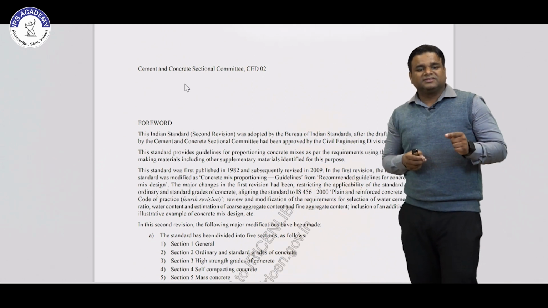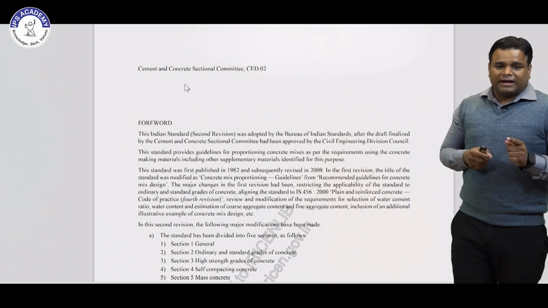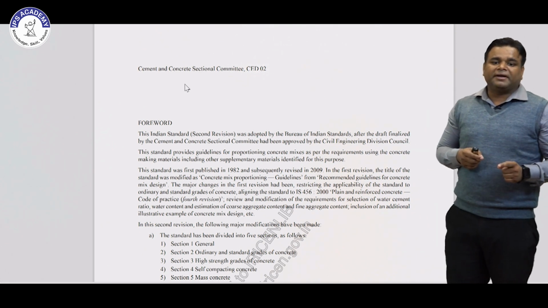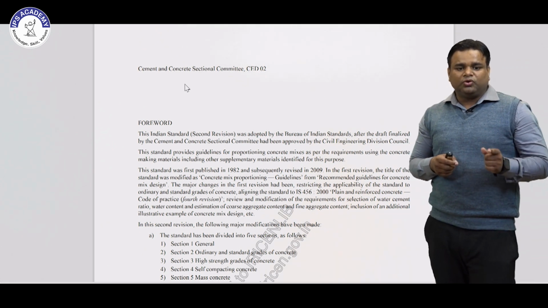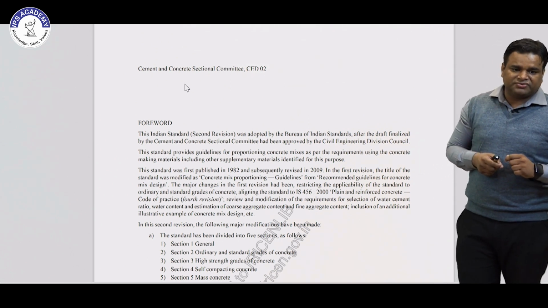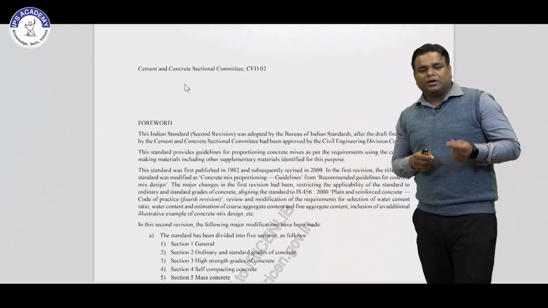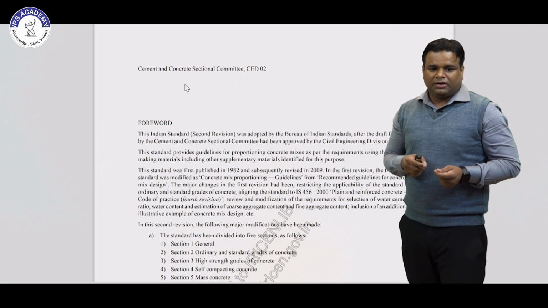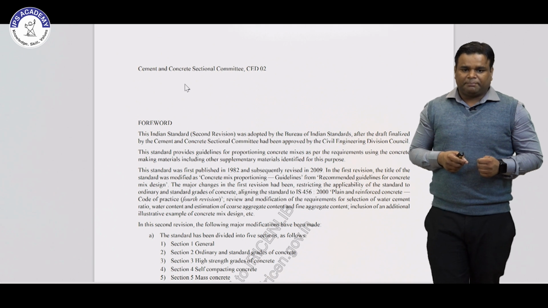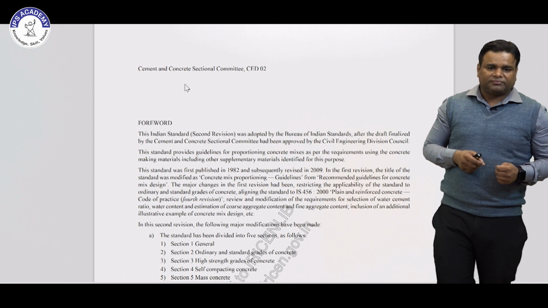So basically this standard was published in 1982 and subsequently revised in 2009, and in the first revision the title of the standard was modified from recommended guidelines for concrete mix design to concrete mix proportioning guidelines. So in the first revision the major changes were restricting the applicability of the standard to the ordinary grade of concrete, and alignment of the standard with IS 456:2000, the code of practice for plain and reinforced concrete.